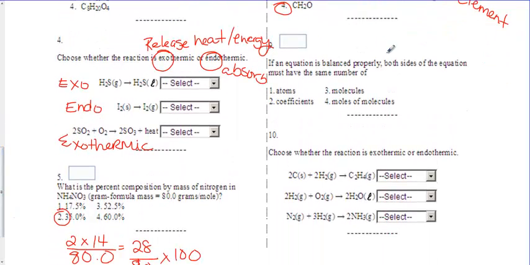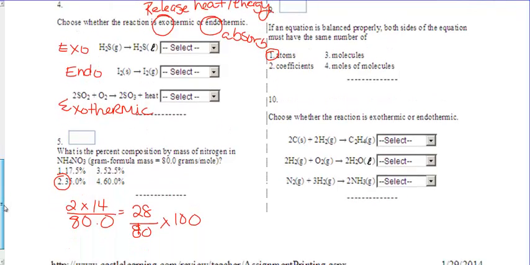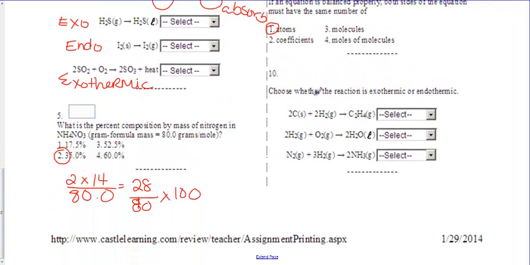If an equation is balanced properly, both sides of the equation must have the same number of what? We are talking about atoms, okay? That's what we're doing when we give coefficients. We're making the number of atoms equal to follow the law of conservation of matter, okay, as well as mass. Choose whether the reaction is exothermic or endothermic. I'm going to cancel this one, okay? We're going to skip that because it's not going to be on this unit test.